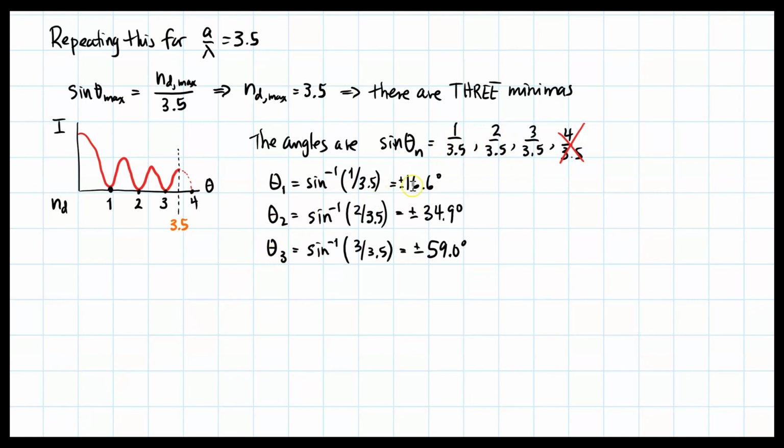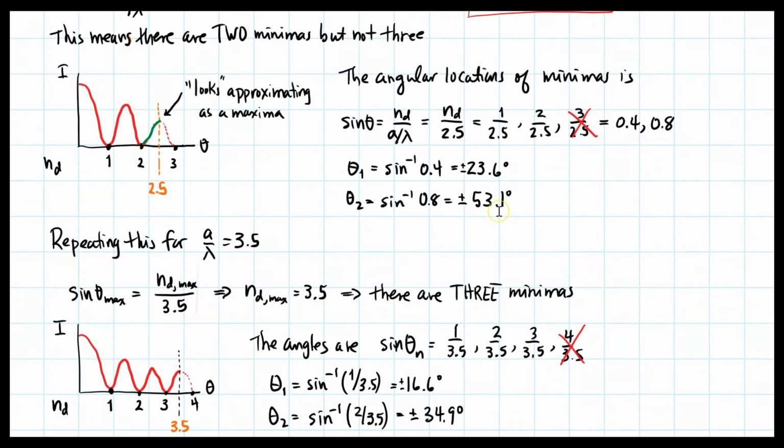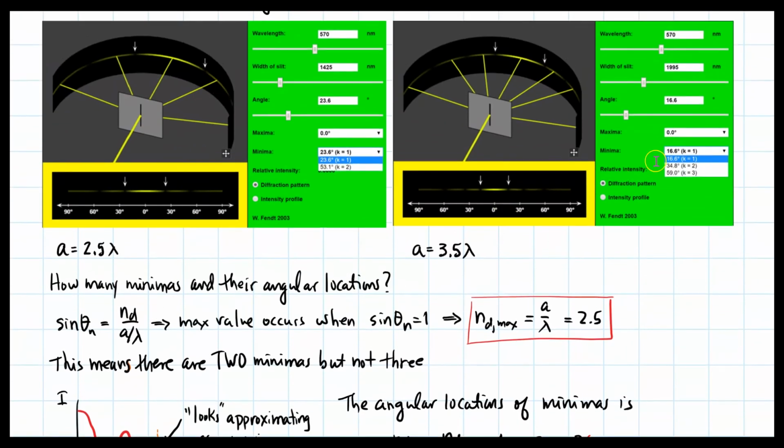Computing these 3 angles, we see that we get 16.6, 34.9, and 59.0. Now if I go and I compare these to the applet, you could see that I'm getting the values exactly that's predicted. So that ends that for now.